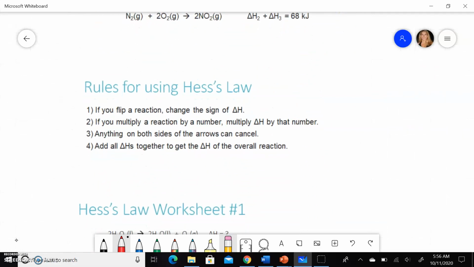Okay, so first of all, there's some rules when you're solving these problems. If you flip a reaction, then you have to change the sign of delta H. So if you flip a reaction and you have a positive delta H, you're going to make it negative. If you multiply a reaction by a number, you have to multiply the delta H by that same number. And anything on both sides of the arrows can cancel, kind of like when we did the redox balancing. And then finally, once you have all of your reactions rearranged the way that you need them to be, you can add up their delta H's to get the delta H of the overall reaction.